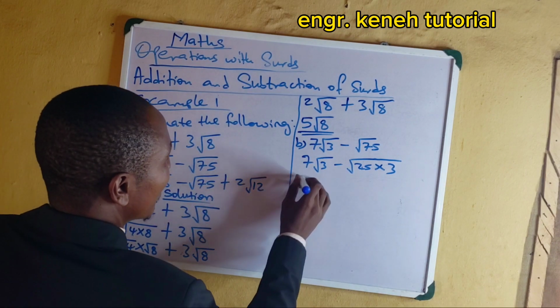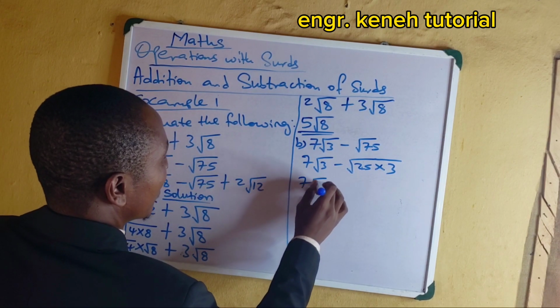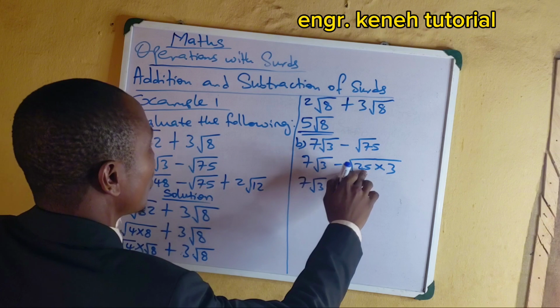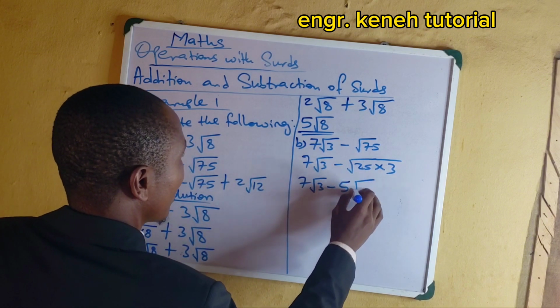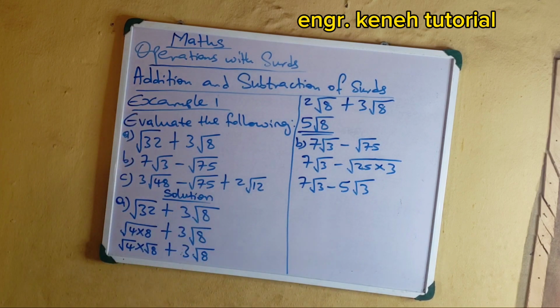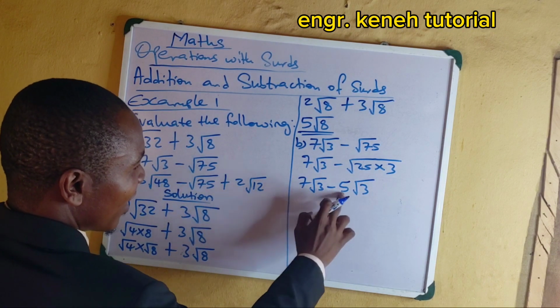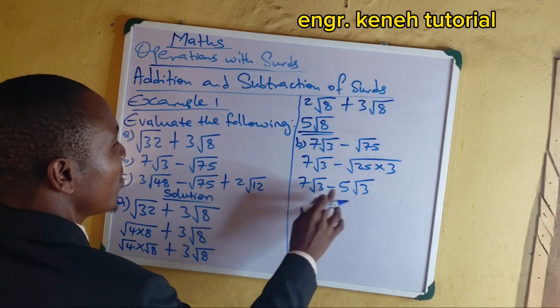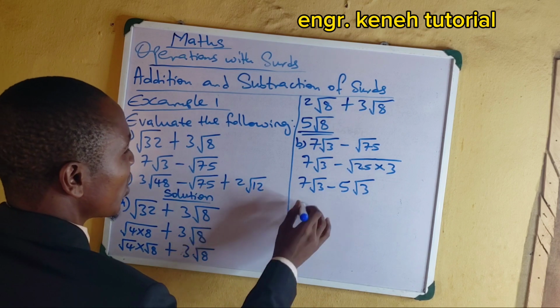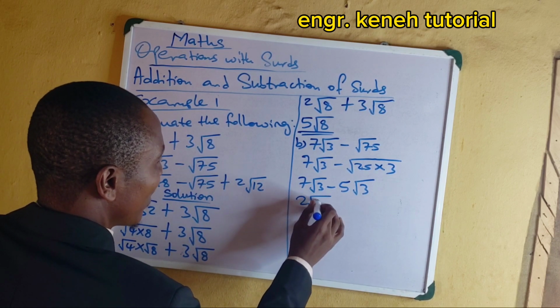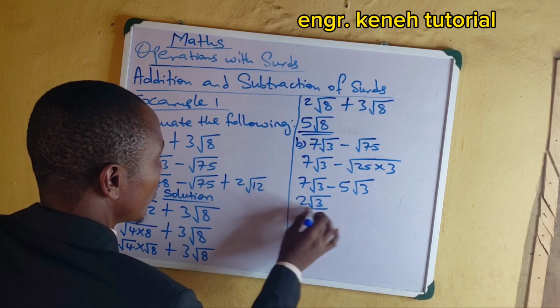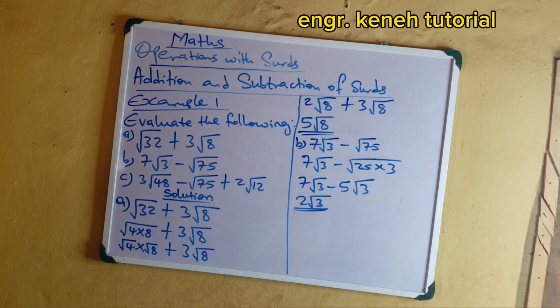So it simply means that the square root of 25 is 5. So this can be written like this. Can you see it? So they are now similar. So to carry out this operation, you say 7 minus 5. It will give us 2. Then you bring down this irrational part, root 3. Can you see how to solve this?